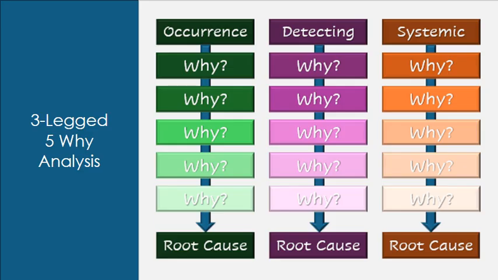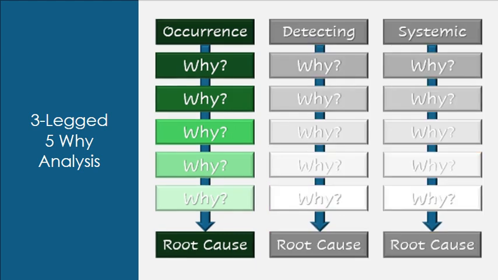Another version of this method is the three-legged 5 why, or 3x5 why. Instead of asking why 5 times down a single path, why is asked 5 times across 3 distinct tracks: the occurrence leg to assess why the failure happened, the detection leg, why quality controls missed it, and the systemic leg, why policies or management systems allowed it.